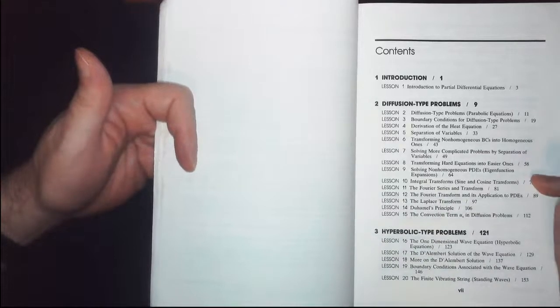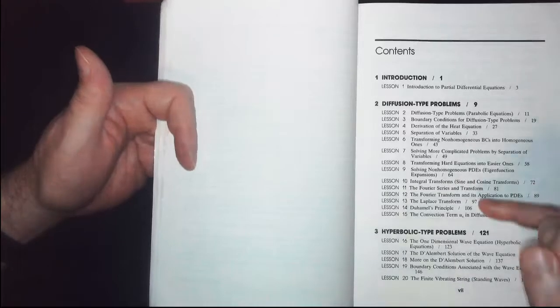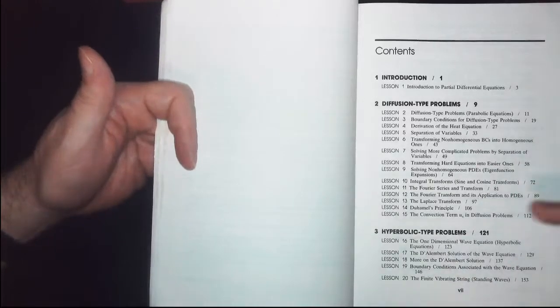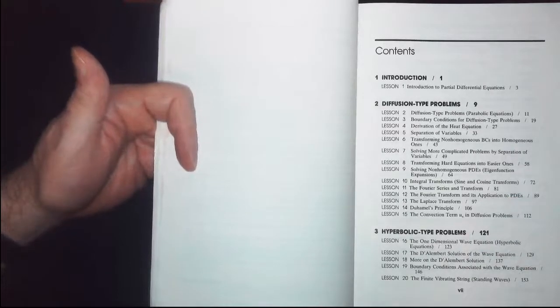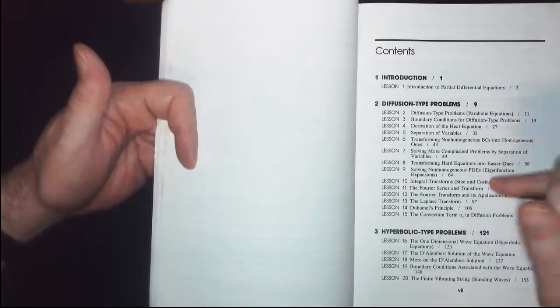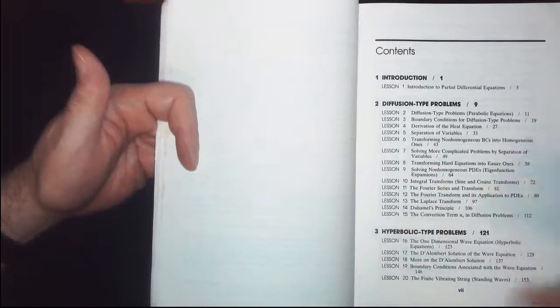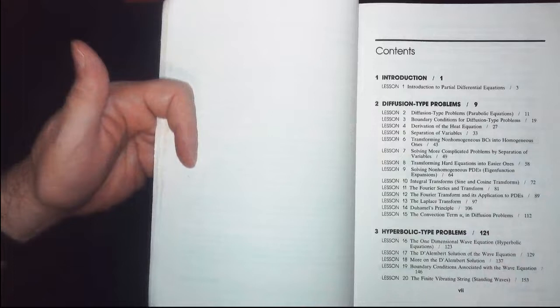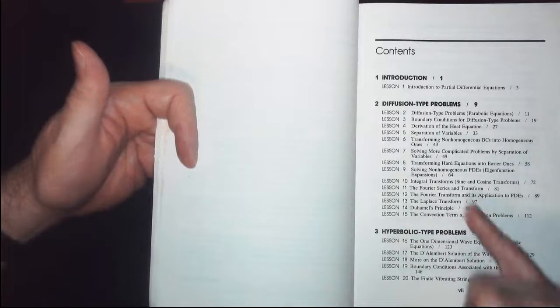Integral transforms like the sine and cosine transforms and the Fourier series and the Fourier transform and applications to PDEs, the Laplace transform. All of these, Fourier and Laplace transforms, all those things are just trying to change the system into one that you can solve algebraically, right? It just depends on how you're going to do it. It's really an integral transform. They're integral transform methods, right? That's what it says right there.